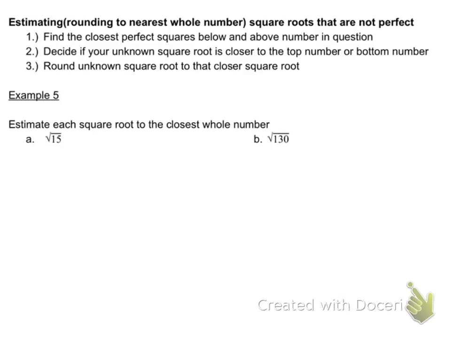So the square root of 15. Square root of 15 we know probably is not going to be nice, but what's the closest nice number it is? The answer is 4. But what? Number 1, find the closest perfect squares below and above that number in question. 2, decide if your unknown square root is closer to the top number or to the bottom number. And then 3, round the unknown square root to that closer square root.